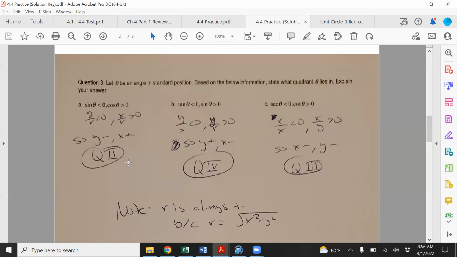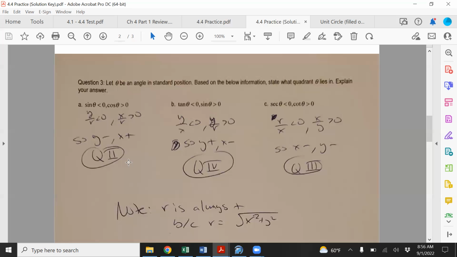Lastly, secant is r over x. It's the flip of cosine, which is x over r. So secant is r over x, and that's less than 0. Cotangent, x over y, is greater than 0. Since r is positive but this whole thing is less than 0, x has to be negative. If x is negative, y has to be negative also, for the ratio x over y to be greater than 0. Therefore, you get Q. Wait, sorry.